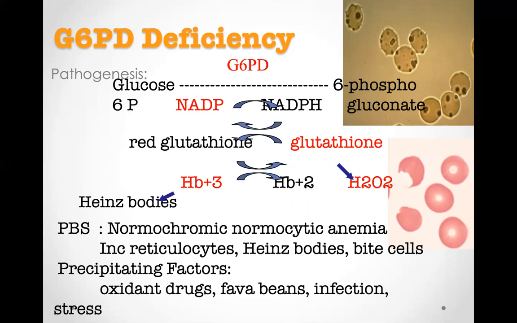So on peripheral blood smear, the red cells appear to be normocytic and normochromic. There will be an increase in reticulocytes. There will be formation of Heinz bodies as well as bite cells, as you can see here in the picture. So what would precipitate a hemolytic crisis in a patient with G6PD? Number one is if they are exposed to oxidant drugs like chloramphenicol and the sulfa drugs. Also, if they are exposed to certain kinds of food like fava beans, or infection.